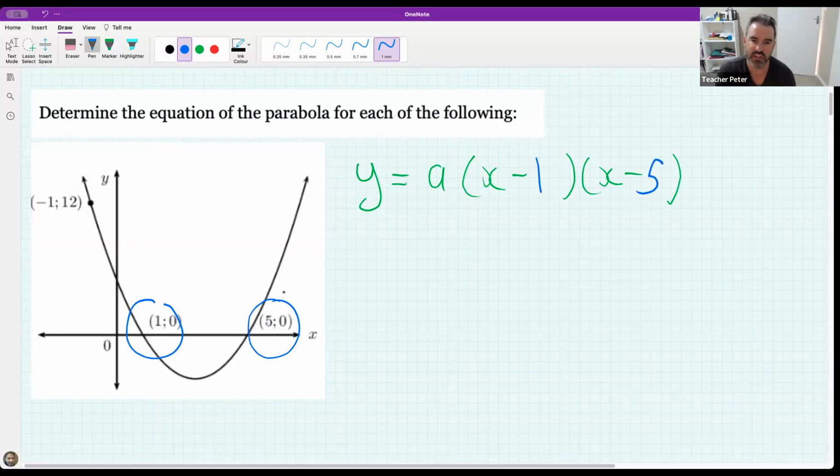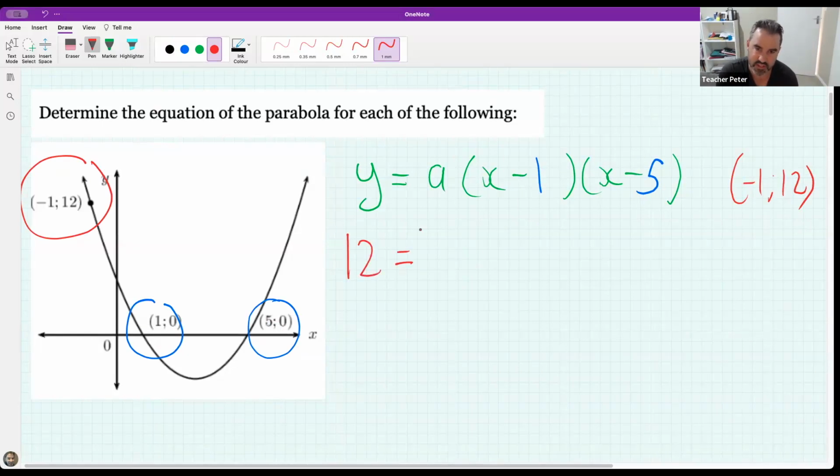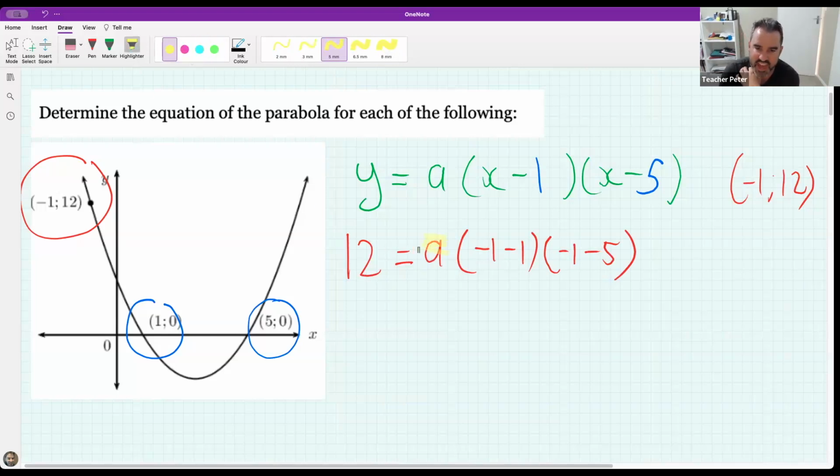Now, I can't use these 2 points. I have to use the other point I'm given, which is minus 1, 12. So now I'm going to take the minus 1, 12, and I'm going to sub it in here. So I put a 12 here. And then where there's an x, I'm going to put a minus 1. Now, I want you guys to work out what is the value of a for this parabola? Over to you. Work out the value of a.